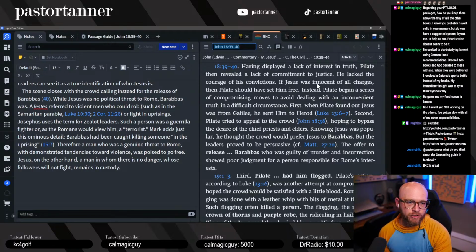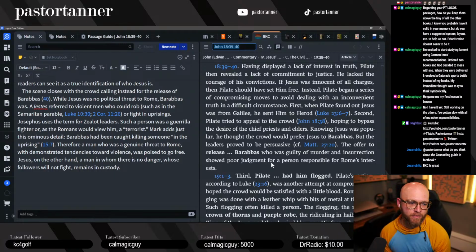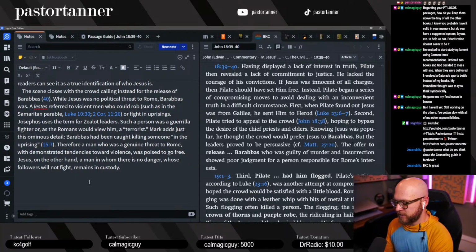Having displayed a lack of interest in the truth, Pilate then revealed his lack of commitment to justice. Okay, that's handy. He lacked the courage of his convictions. If Jesus was innocent of all charges, then Pilate should have set him free. Instead, Pilate began a series of compromising moves to avoid dealing with an inconvenient truth in a difficult circumstance. First, when Pilate found out Jesus was from Galilee, he sent him to Herod. Second, Pilate tried to appeal to the crowd, hoping to bypass the desire of the chief priests and the elders. Knowing Jesus was popular, he thought the crowd would prefer Jesus to Barabbas, but the leaders proved to be persuasive. The offer to release Barabbas, who was guilty of murder and insurrection, shows poor judgment from a person responsible for Rome's interests. So this is Bible Knowledge Commentary.